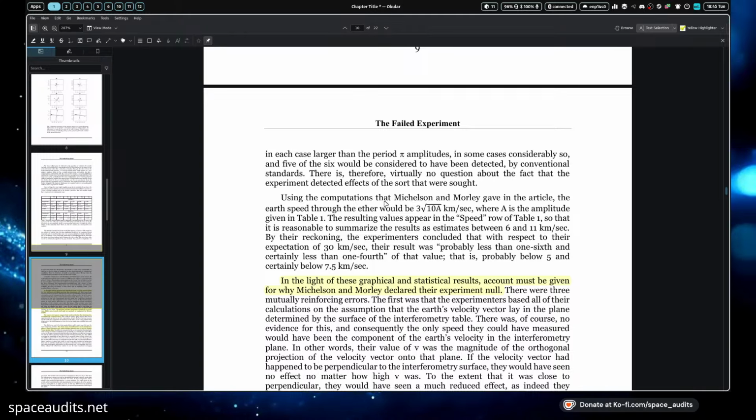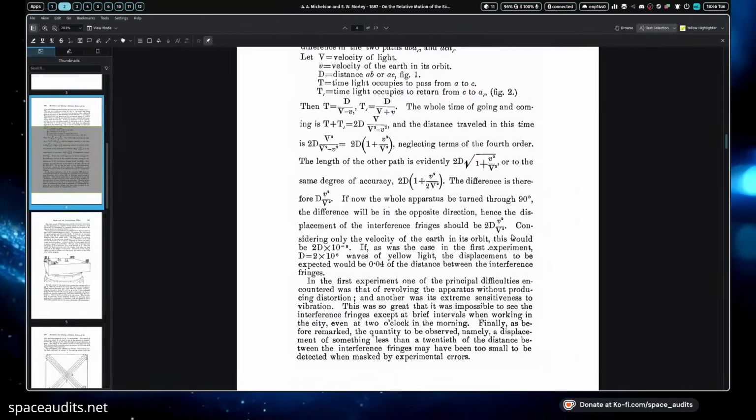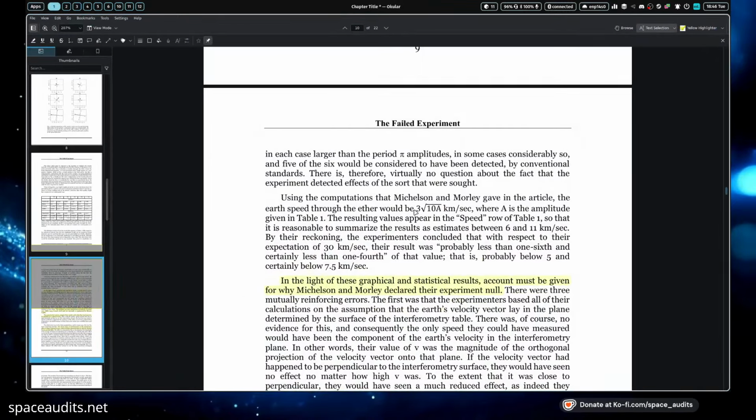Using the computations of Michelson and Morley that they gave in their article, the speed of the Earth through the ether would be 30 kilometers a second, where A is the amplitude. So basically what we went over here, how the phase difference is going to change based on the velocity. He's just giving a rendition of that would be 3 times the square root of 10a kilometers a second, where a is the amplitude given in table 1.